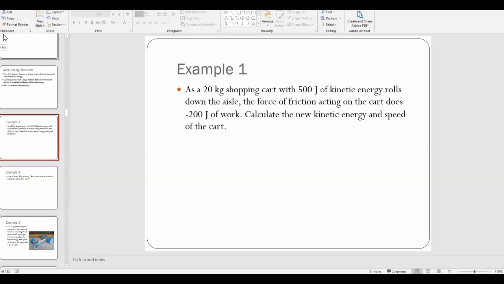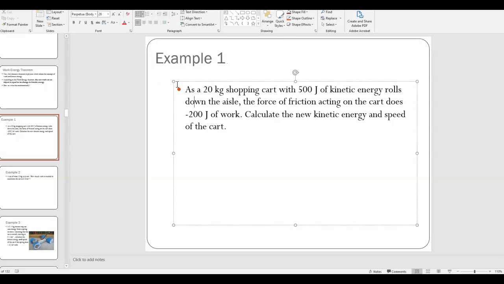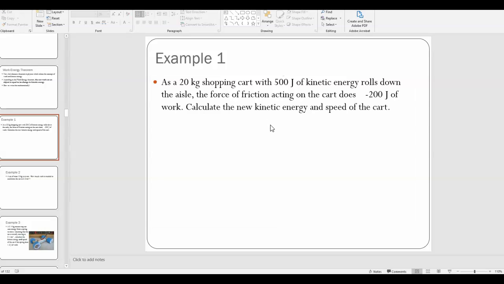Okay, so we're going to start with a very basic calculation with example 1. Example 1 says, as a 20 kilogram shopping cart with 500 joules of kinetic energy rolls down the aisle, the force of friction acting on the cart does negative 200 joules of work. Calculate the new kinetic energy and speed of the cart. What I want you to do is try to answer that first question on your own, a very basic question. Calculate the new kinetic energy of the cart after the force of friction does negative 200 joules of work. Try to do that now.